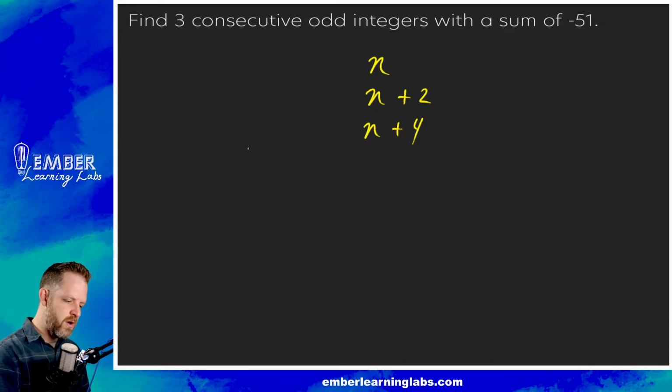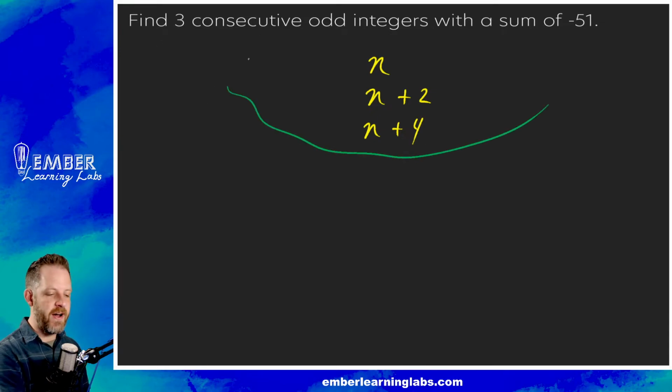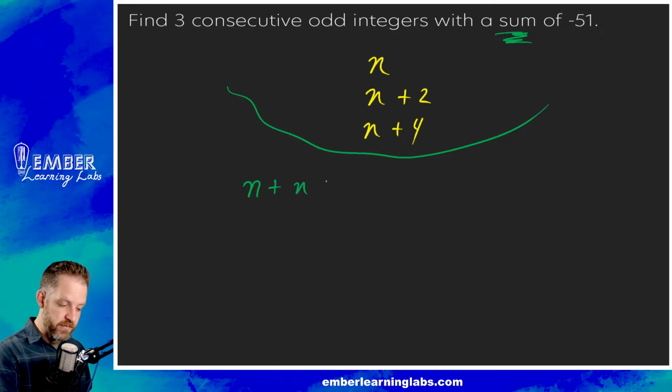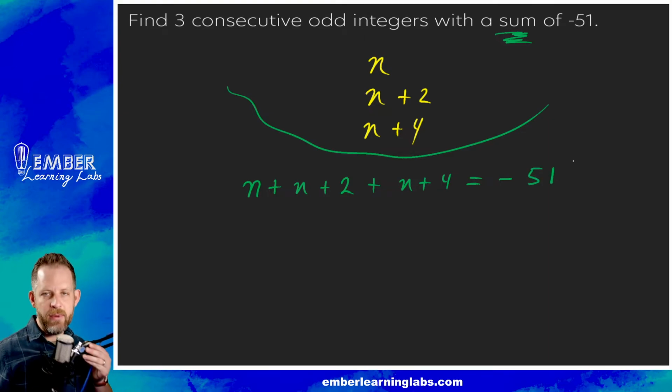So how do we get an equation here? We're going to find 3 consecutive odd integers with a sum. Sum is a key word there. What does sum mean? Sum means addition, right? So we're going to add up all of these consecutive integers, and their sum is negative 51. So our equation would be n plus n plus 2 plus n plus 4 equals negative 51.